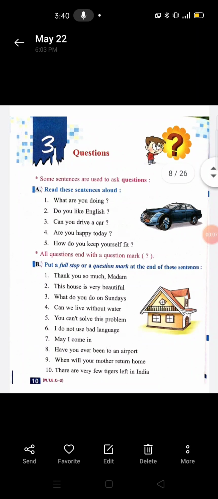Today we are going to study English Grammar, Chapter 3, Questions. Here are some sentences I will read for you. Listen very carefully.